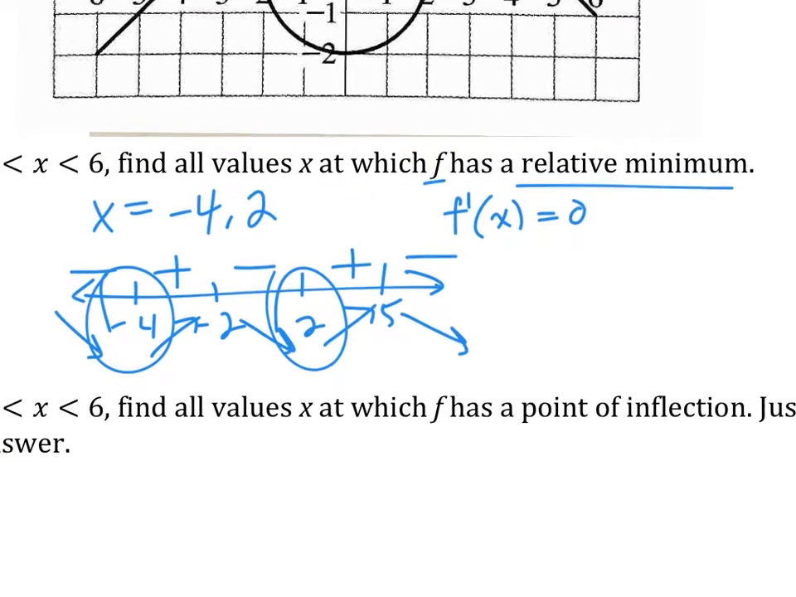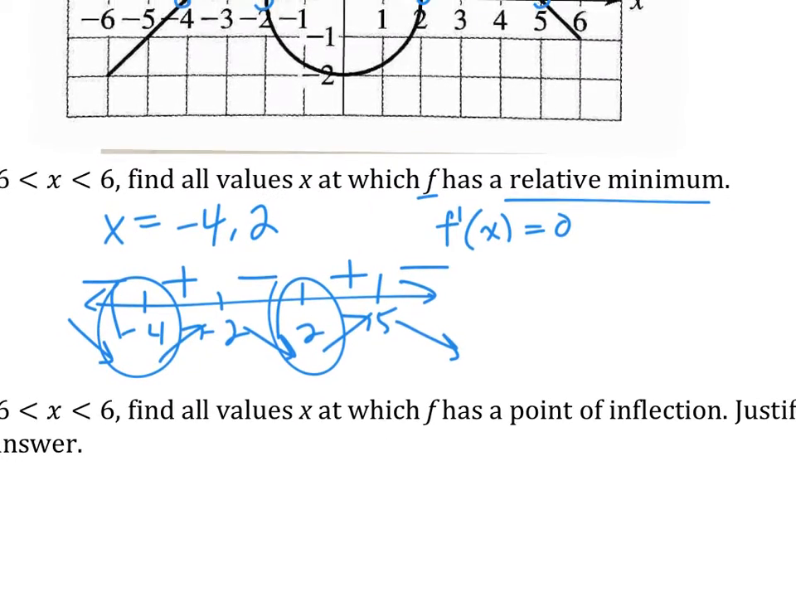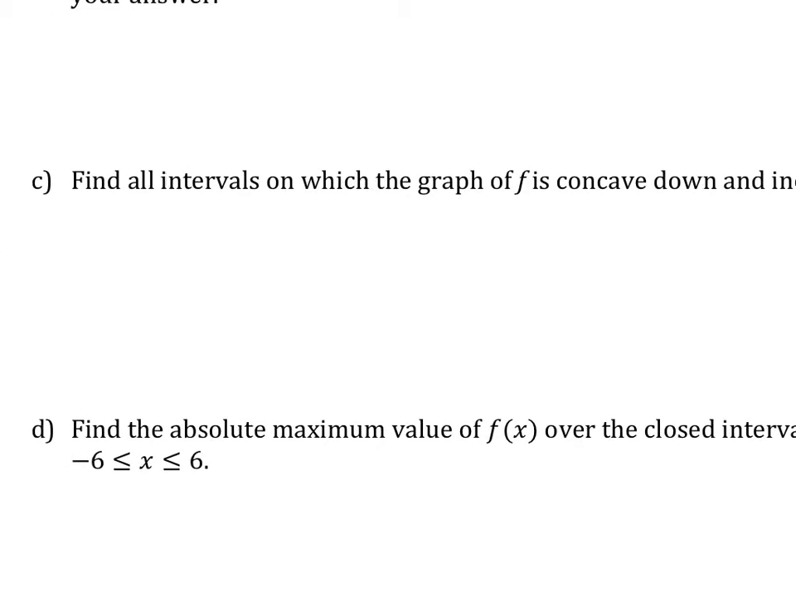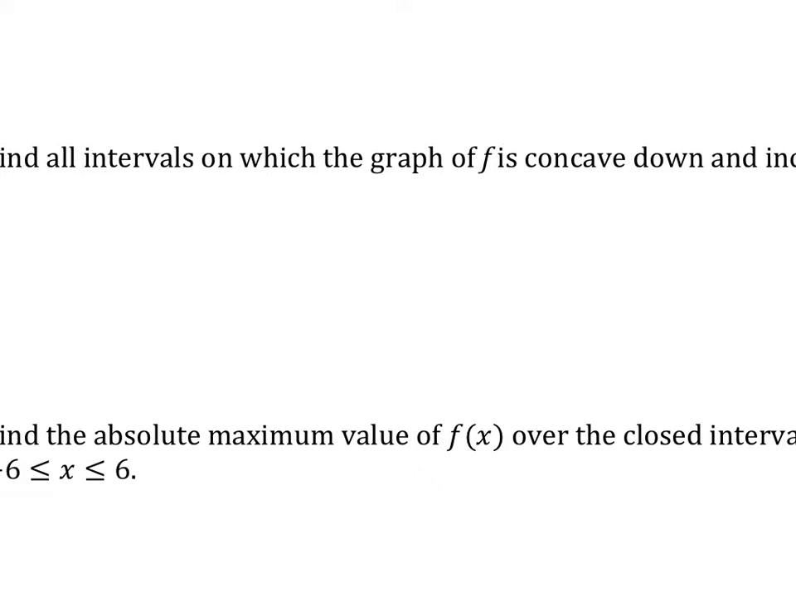Next. This one's kind of easy. Let's go to this one. Find all intervals on the graph where it's concave down and increasing. Concave down and increasing. You're going to either draw two sign charts, or if you have some other clever ways of finding where it is concave down and increasing, give me those intervals.